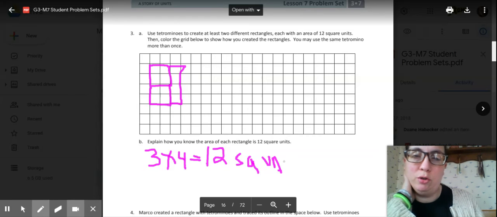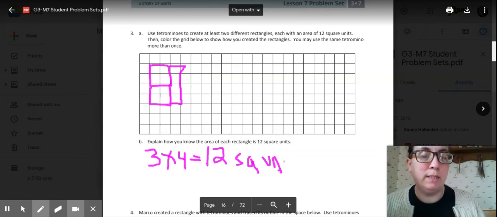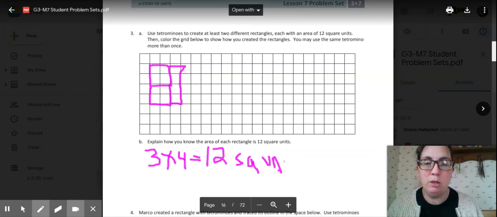And then if you were going to use words, you would say that I know that this is 12 square units because there's 3 rows of 4. There's 4 rows of 3. I'm just explaining what that picture looks like. So pause the video and answer B.